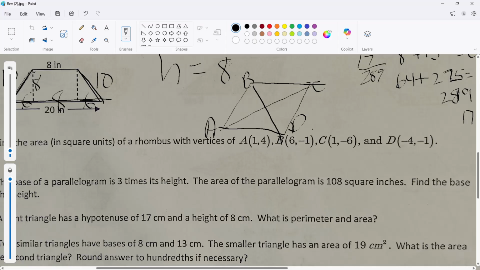So I need the distance between A and C. Remember the distance formula? 1 minus 1 is 0 squared is 0. Negative 6 minus 4 is negative 10 squared is 100. And then the square root of that, which is 10. So that's the distance between A and C. The distance between B and D: negative 4 minus 6 squared is 100, plus negative 1 minus negative 1, which is negative 1 plus 1, which is 0, squared is 0. And then the square root of that is 10. So the two distances are 10.